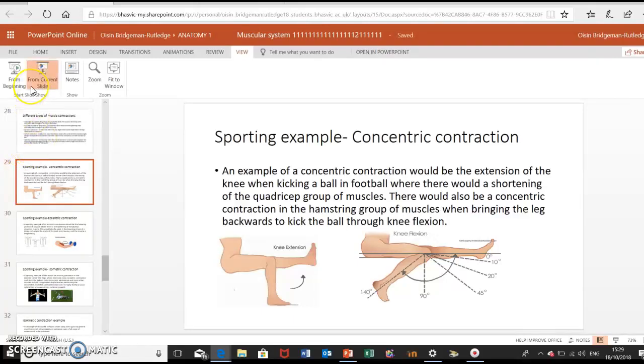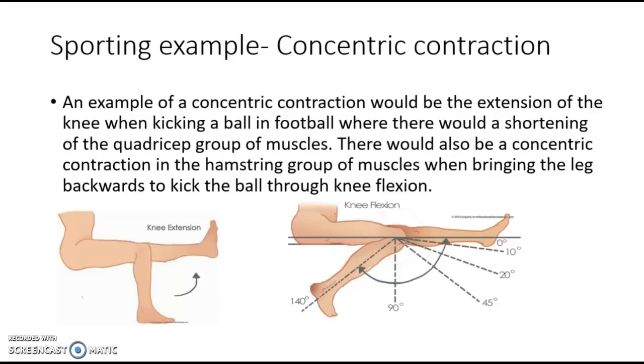So this is part two of the PowerPoint. An example of a concentric contraction is the extension of the knee when kicking a ball in football, where there will be shortening of the quadricep muscles. There would also be a concentric contraction in the hamstring group of muscles when bringing the leg backwards for knee flexion.